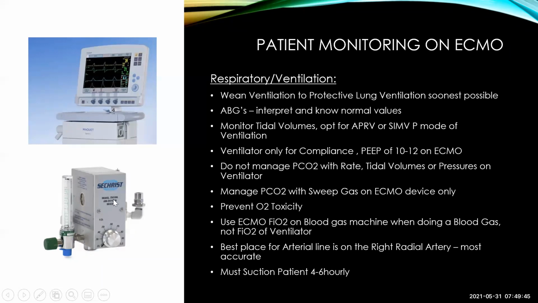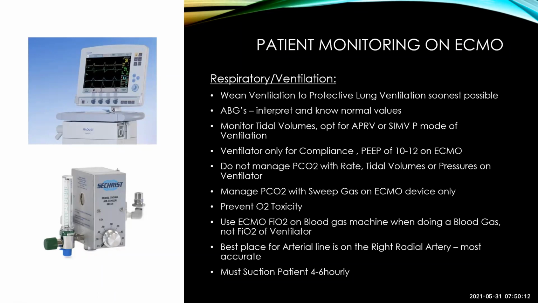The blender is divided into 2 parts. This one part here on the right side is going to take care of your fraction of oxygen. So it works from 21% to 100%. So this is your fractionated oxygen. The flow meter on the side here is actually taking care of your CO2. So the one part takes care of the oxygen and the other part takes care of the CO2.